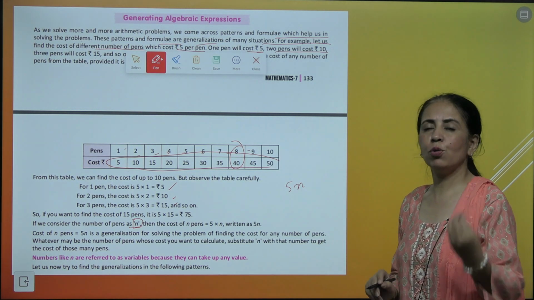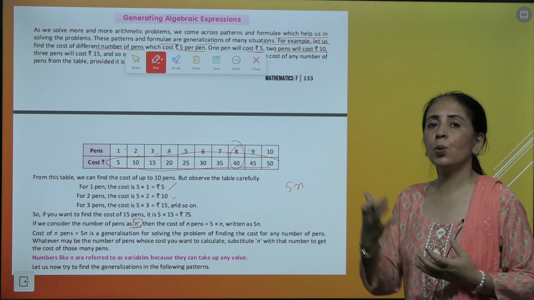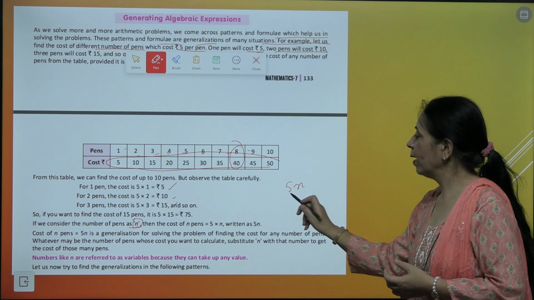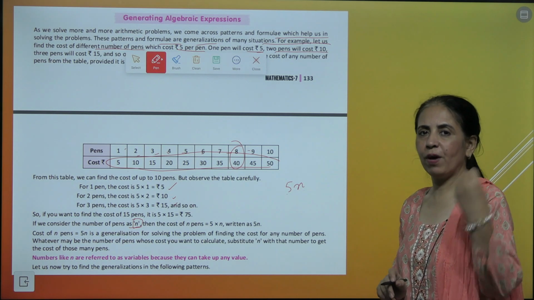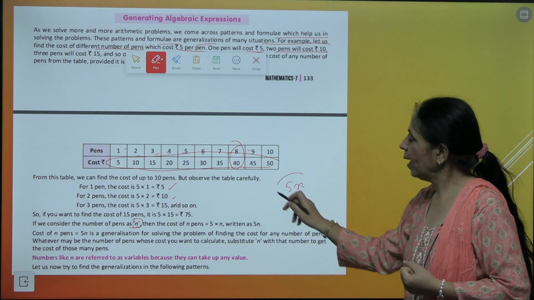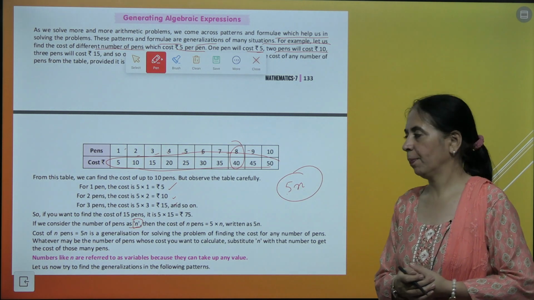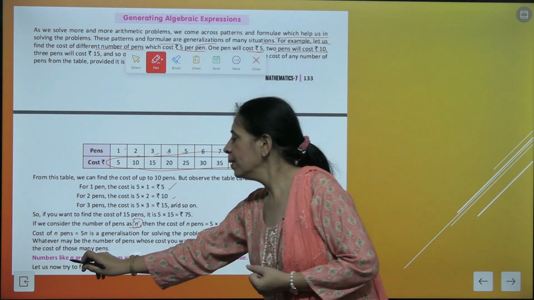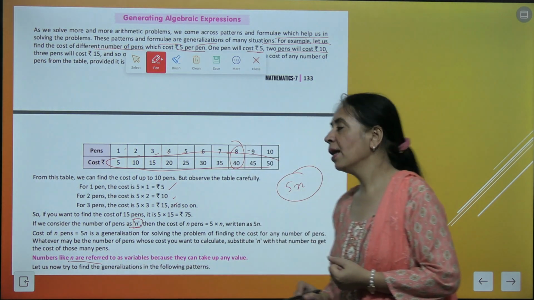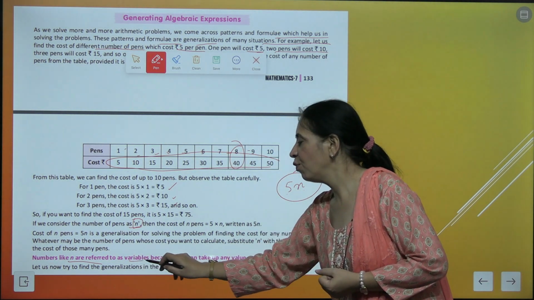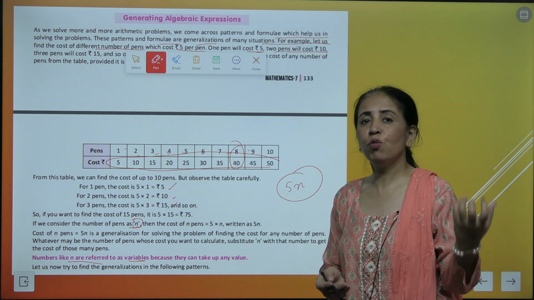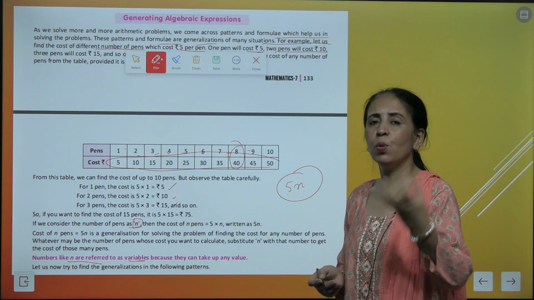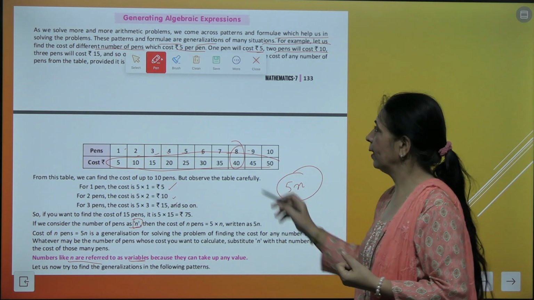तो n की वैल्यू कुछ भी हो सकती है. अगर हमने लिखा 25 पेन्स तो 5 multiply 25, that becomes the cost of 25 pence. And this way n keeps on changing. Got it? So numbers like n are referred as variables. क्यों इनको variables बोलते हैं? क्योंकि इनकी वैल्यू फिक्स नहीं होती, इनकी वैल्यू हर बार चेंज होती रहती है.